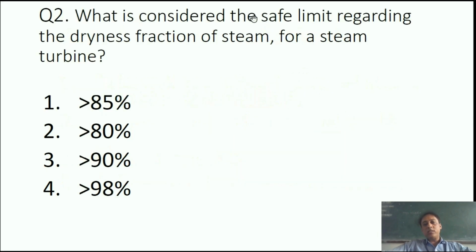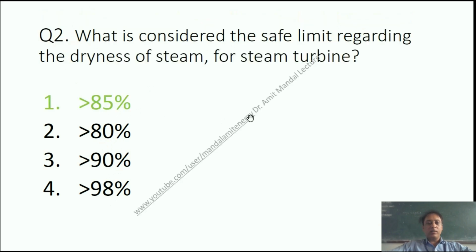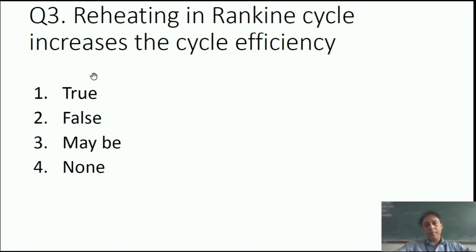Now, what is considered the safe limit regarding the dryness fraction of steam for a steam turbine? Greater than 85%, greater than 80%, greater than 90%, or greater than 98%? The answer is 85%. So the dryness fraction of steam before entering the turbine, and anywhere in the turbine during expansion, must be greater than 85%. This is the safe limit. Otherwise, it can damage the turbine peripherals, especially the blades of the turbine.